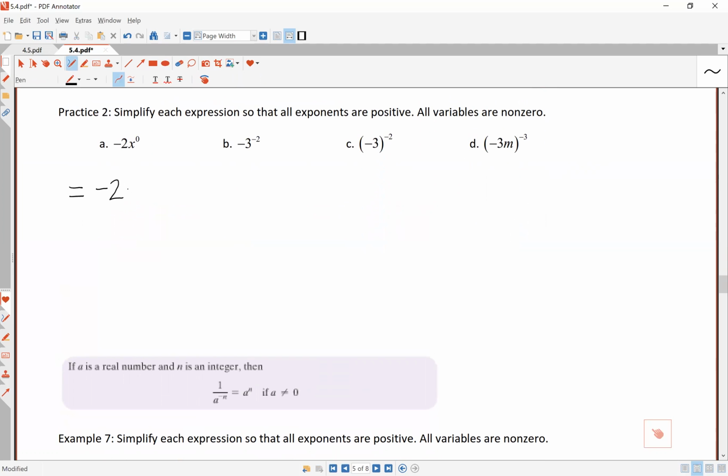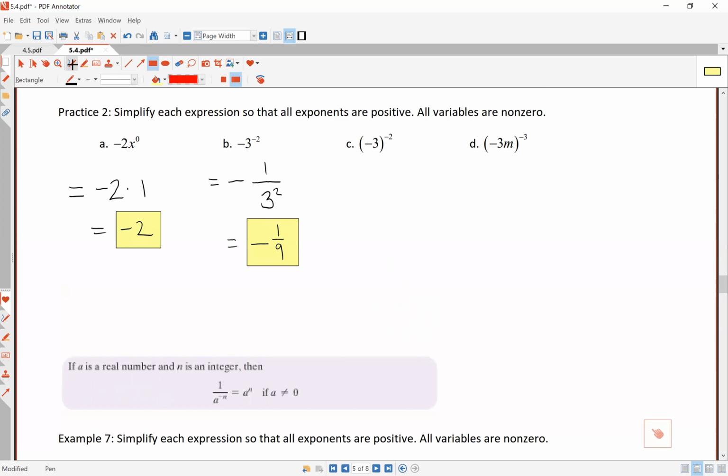Negative 2 times x to the 0 is negative 2 times 1, which is negative 2. The opposite of 3 to the negative 2: that negative is not seen by the exponent of negative 2, so it gives me 1 over 3 squared, which is the opposite of 1 over 9. With the parentheses, the negative 3 is seen by the exponent of negative 2, so it's 1 over negative 3 to the second power. Negative 3 to the second power is 2 negatives, which leaves me with a positive 9.